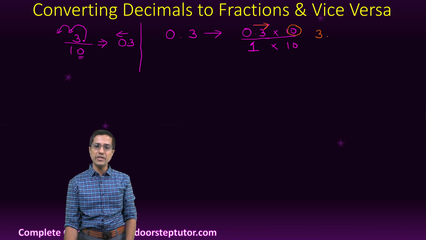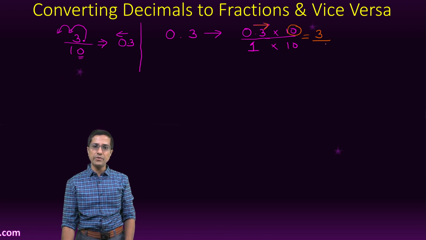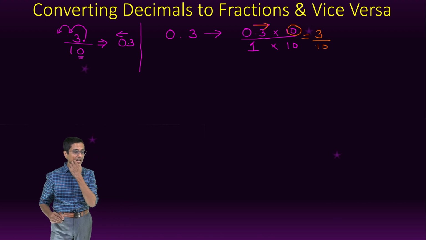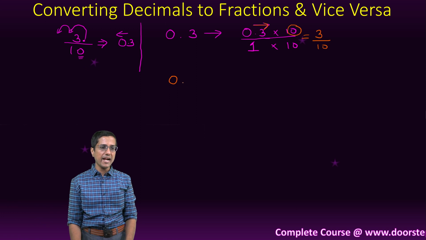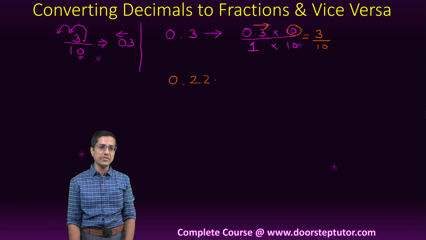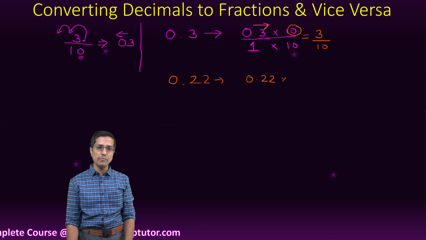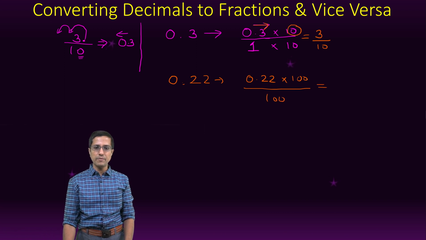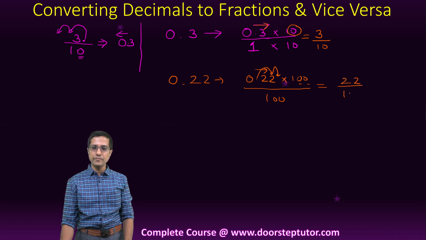So this will become 3, and then at the bottom this will be 1 into 10, which is 10. So we have successfully converted our number into a fraction. So what about if we had a number like 0.22? What happens then? Again we write it as 0.22 multiplied by 100 and divided by 100, and this of course becomes, we'll move the decimal point towards the right. There are 2 zeros, so 1 and 2, and this becomes 22 by 100.